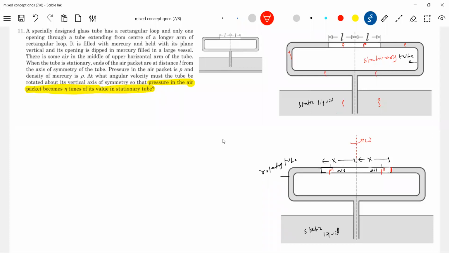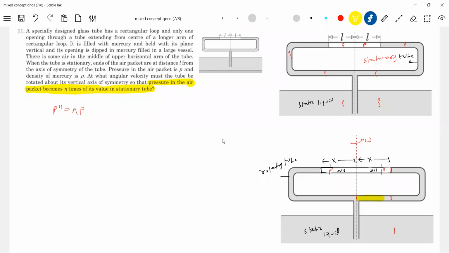So don't look at the above column. What is that P double dash? P double dash should be eta times of P. So write that value. Now get into the concept here. Don't look at the above air column, come to the below symmetrical liquid column. So I'm bothered about this. Let me shade it.